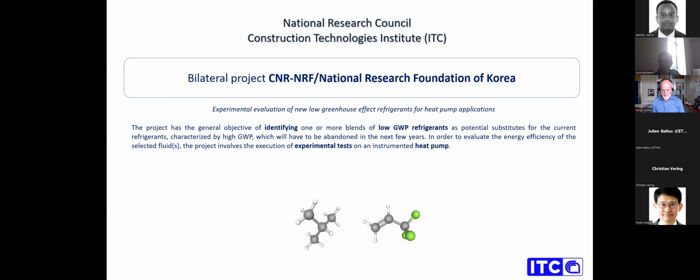And this is obviously a potentiality for the substitution of this fluid, because the mixture studied has a very low GWP, as it is required by the necessity to reduce global warming. So this is the first project. I will discuss the second project at the end of the presentation of the Italian group.